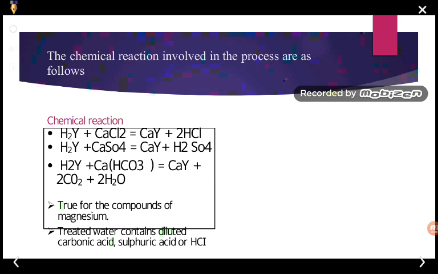So next, we have already seen that there is a formation of acids. The treated water normally, when it is passed through the cation exchange, you can find there is a formation of dilute carbonic acid, sulfuric acid, and hydrochloric acid.